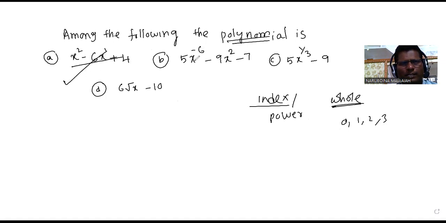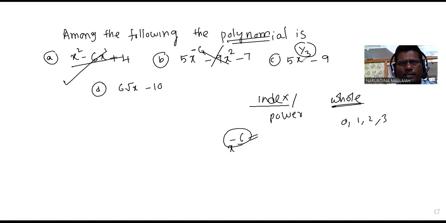Second one: here the index of x is given as minus 6, a negative number. X to the power of minus 6. So we must not have negative numbers in the powers of variables. That's why this is not a polynomial. Fractions are also not allowed in polynomials. Only whole numbers must be there in their powers.